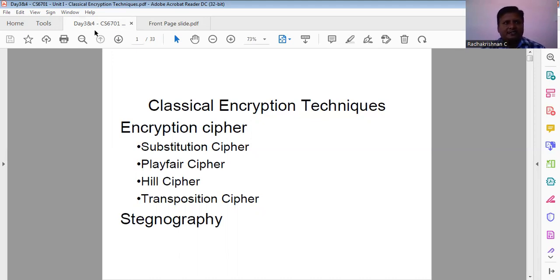Here, the plain text is converted into ciphertext, so that we call it encryption. And steganography means we hide the secret information in an image. That will be discussed later.